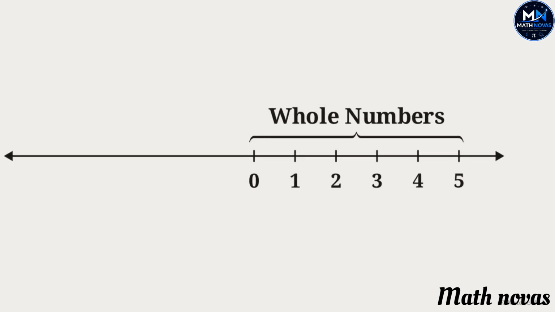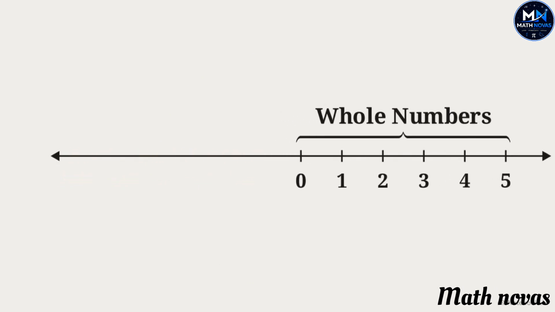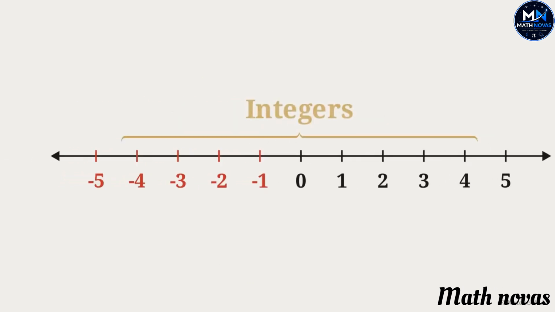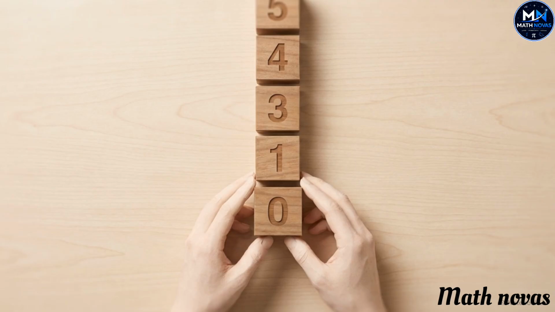In our next lesson, we'll see what happens when we go below 0 and look at how negative numbers turn these sets into integers. Mastering these small definitions is the first step toward understanding how the rest of the number system fits together.